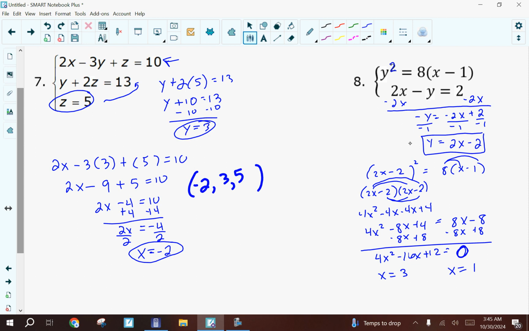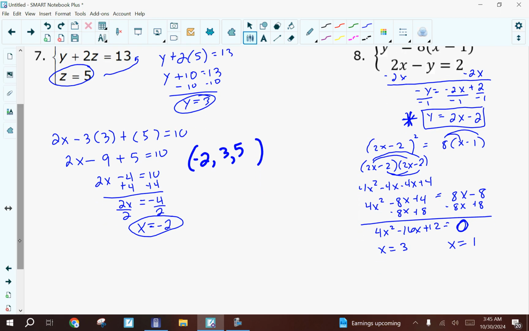Now when I solve this, I want to put it into the shortest answer that I have. So this one right here, this one's going to be the shortest one I have. It's got the least amount of stuff, no exponents or anything. So I'm going to go and plug that in. So I'll have y equals 2, what is that? 3 minus 2. So that's 6 take away 2, so that's 4. So the first answer is 3 comma 4.